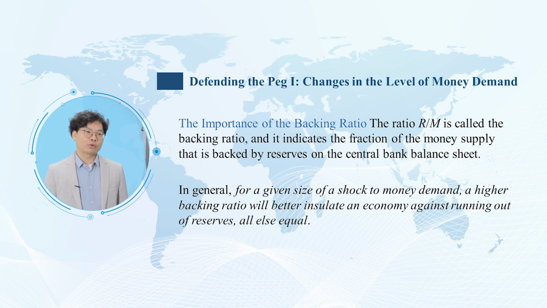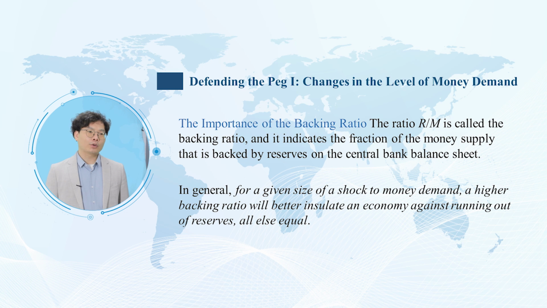Generally, a higher backing ratio will better insulate the economy against running out of reserves. In our example, money demand and money supply fell by 10%, from 1,000 to 900. But reserves fell by 20%, from 500 to 400. The proportional fall in reserves was greater than the proportional fall in money, because reserves were initially only 500, just half of the money supply. When money demand fell by 100, reserves had to absorb all the change, with domestic credit unchanged. The backing ratio is 0.5, or 50%, initially.